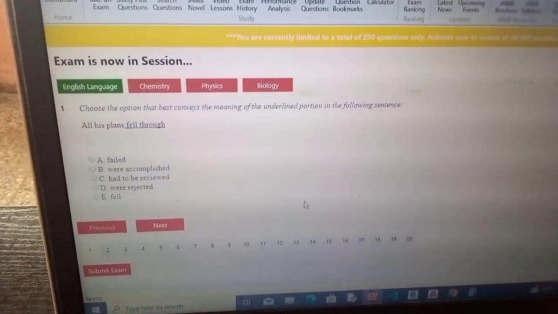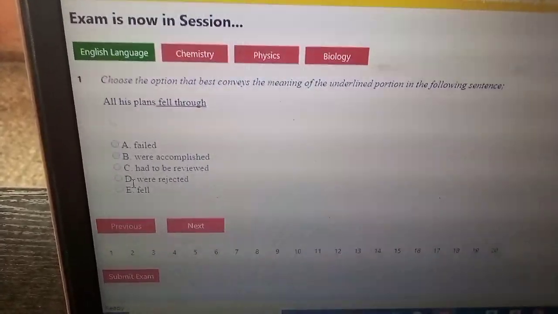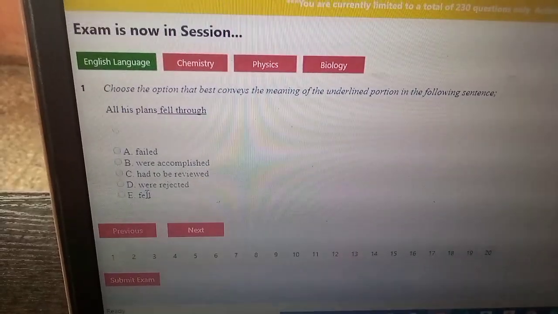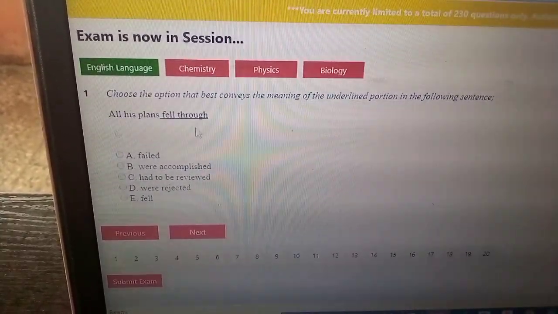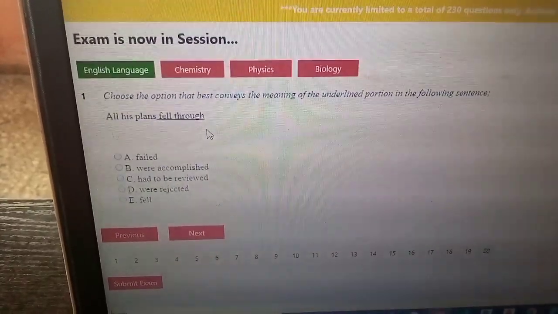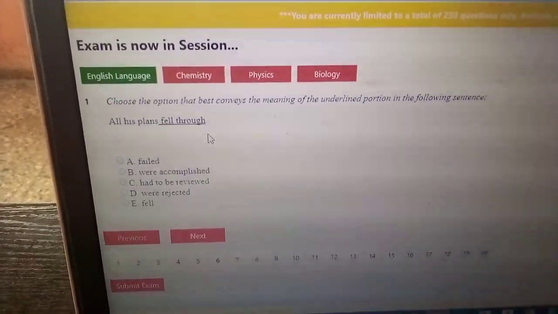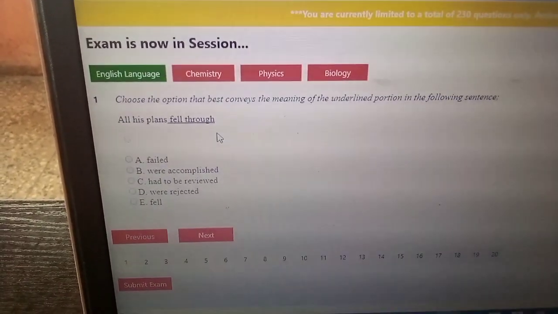So, for example, all his plans fell through. They say A, all the plans failed. B, were accomplished. Had to be relieved. Then C, were rejected. And D, fell. And they said the one that conveys the opposite meaning. Normally you say fell through. Some people now say fell because of fell. They say fell means failed. No, actually what it means is the opposite of what they are saying. That's why JAMB is tricky. All the plans were accomplished. Are you seeing it now?